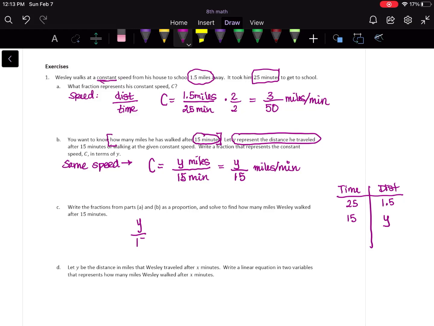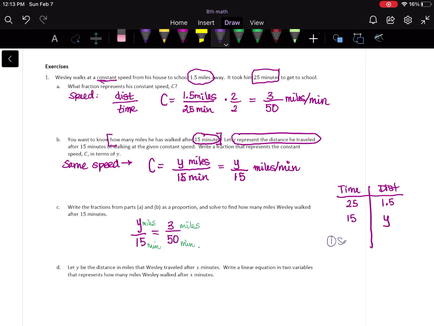That allows us to set up a proportion. The y divided by 15 from part B equal to the 3/50, which was our simplified fraction that we found in part A. And I'm going to note that we have miles in the numerators of both of these fractions, divided by minutes in both of them. So these are two speed calculations that have been set equal to each other because we are told we are walking at a constant speed.